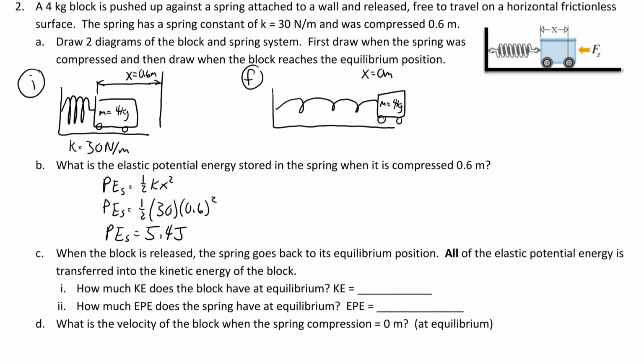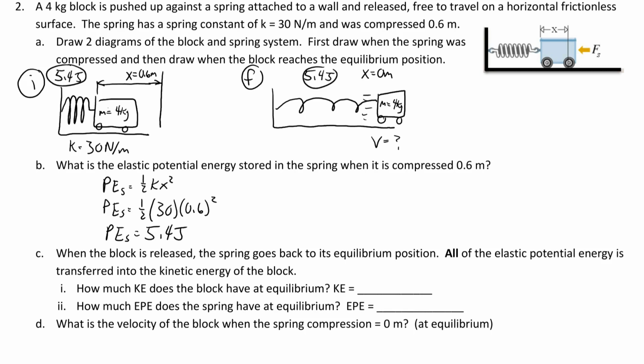Now it says when the block is released, the spring goes back to its equilibrium position here. All of the elastic potential energy is transferred into kinetic energy of the block. We said it's moving. This block is moving now. We don't know what the velocity is, but we know that there is a velocity. All of that stored energy has been transferred into kinetic energy. So, how much kinetic energy does it have? Well, if it had 5.4 joules of energy here, there better be 5.4 joules of energy here.